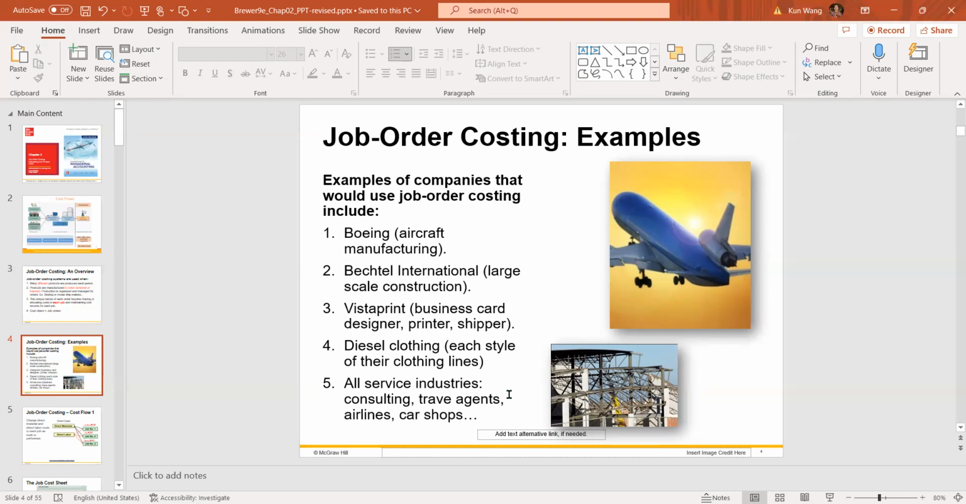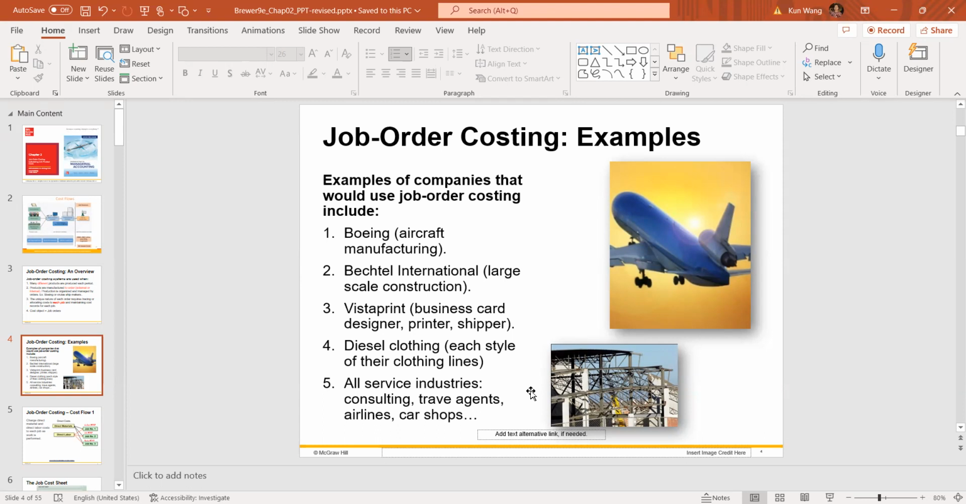Finally, have you realized that all companies in the service industry belong to the job order costing category? All service industries: consulting, travel agents, airline industries, American, United, Delta. You probably haven't thought about it. They are service companies. Their job orders, you can think of, can be their different routes, right? International routes, domestic routes, and then a round trip from Houston to LA or to New York.